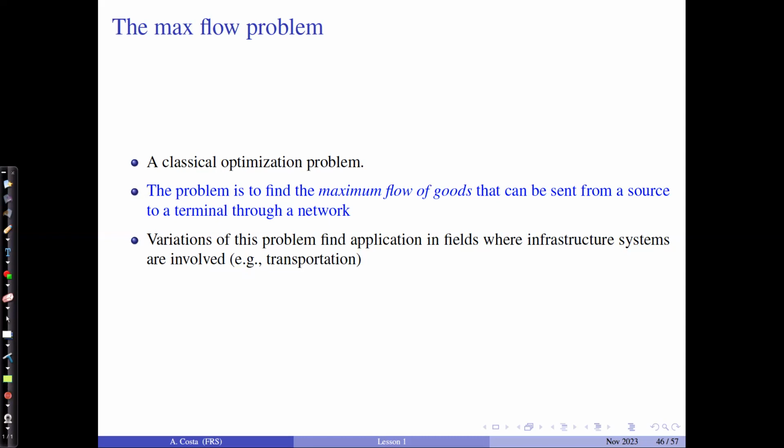So you have a source, you have a terminal, and then you have a network, imagine a network of pipes that are connected. You want to send as much as possible from the source to the terminal using this network. And each component of the network is associated with a capacity. So maybe one pipe, you can only send 3 units, another pipe, 5. This is more or less the setting. I will show you in the next slides a picture to better understand. And this kind of problem finds a lot of applications in infrastructure systems like transportation.